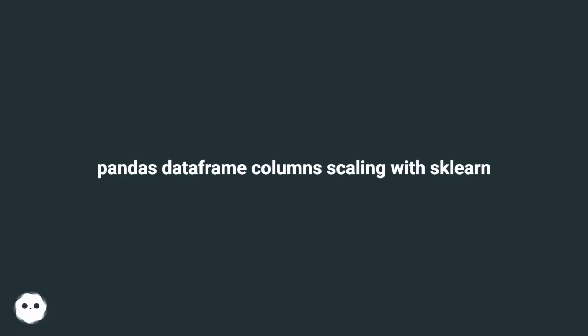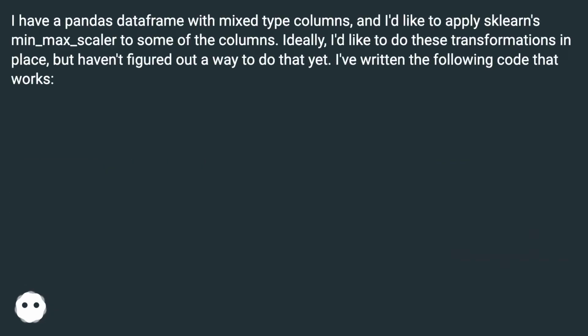Pandas DataFrame columns, scaling with Sklearn. I have a Pandas DataFrame with mixed type columns, and I'd like to apply Sklearn's min_max_scaler to some of the columns. Ideally, I'd like to do these transformations in place, but haven't figured out a way to do that yet. I've written the following code that works.